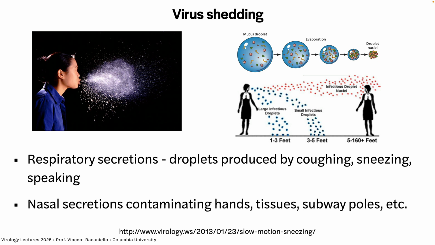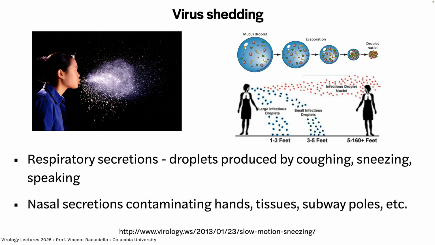But it turned out that some SARS-CoV-2 particles are also in these very small droplets that can go long distances. And one of the reasons is that when you first expel a droplet, it quickly evaporates and gets smaller, so it can travel longer distances. So these droplets are a major way of spreading many viruses, but other viruses are also spread by what we call fomites, contaminated surfaces or objects.